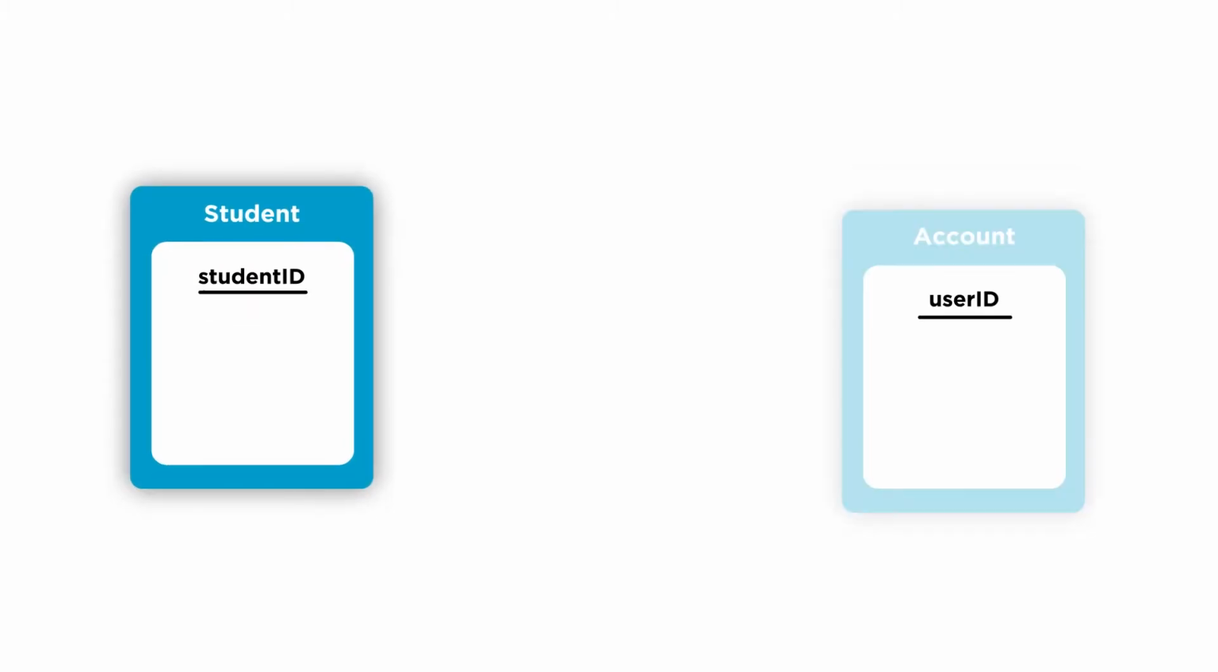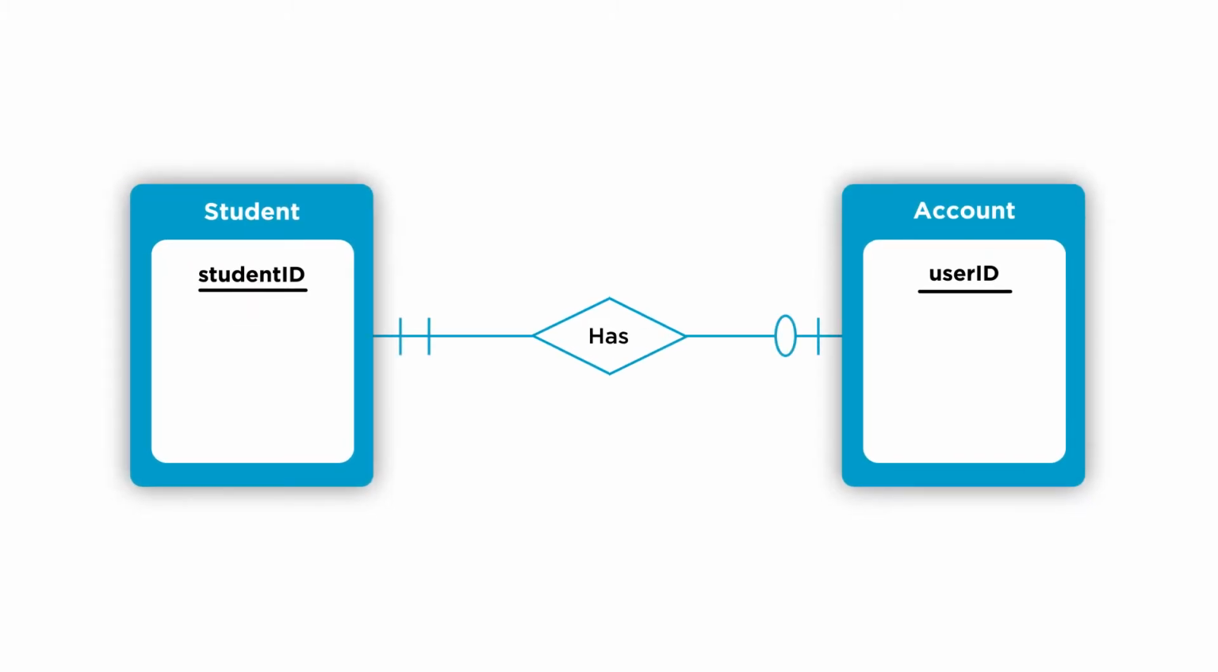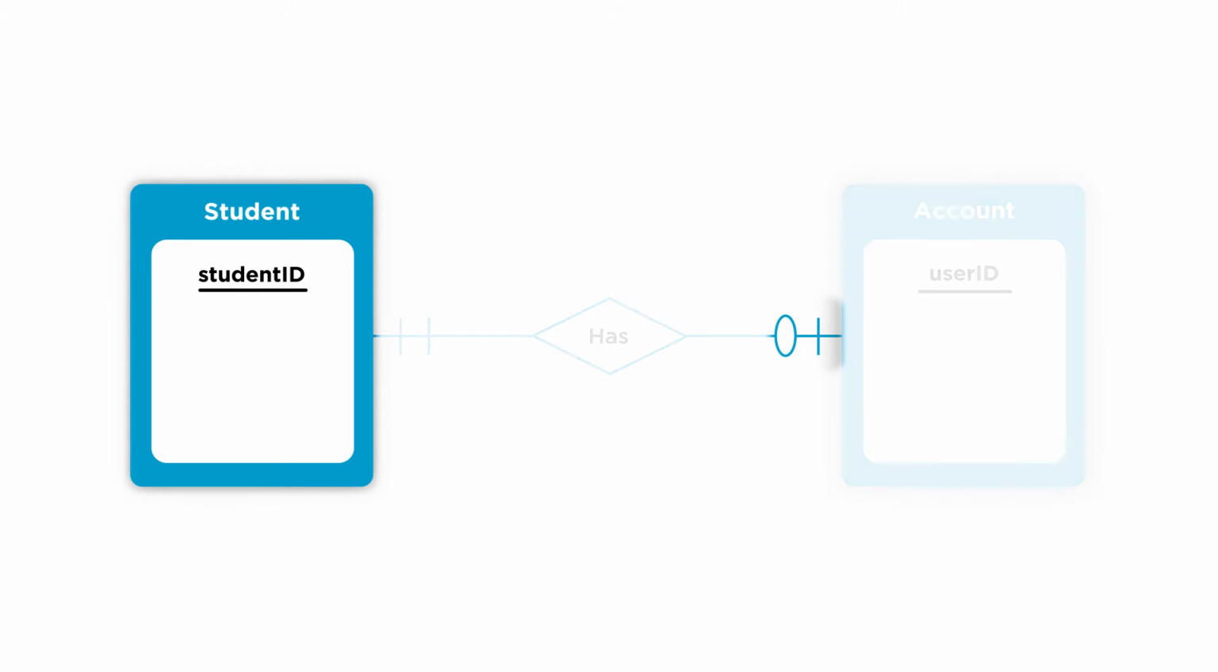Let's take a look at this diagram now. Say that we have a student has account relationship. The notation that we see means that each student can have at most one account, but sometimes the student may not have an account. The minimum cardinality is 0. So we have minimum cardinality 0 and maximum 1.